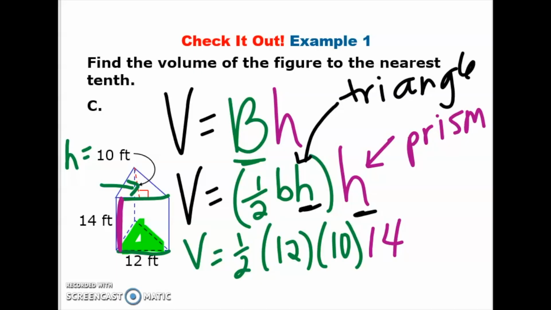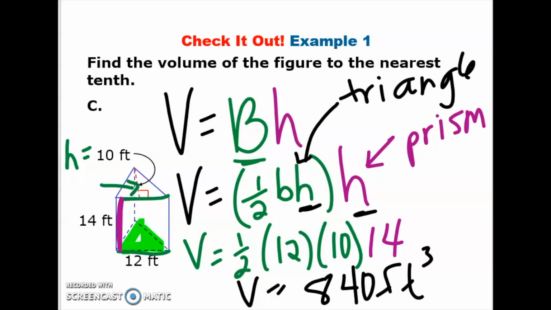So now I can grab my calculator and I can do all of this multiplication. 10 times 12 times 14 times 1/2, and I get 840 cubic feet. So I could fit 840 cubes that are 1 foot by 1 foot by 1 foot inside of there.